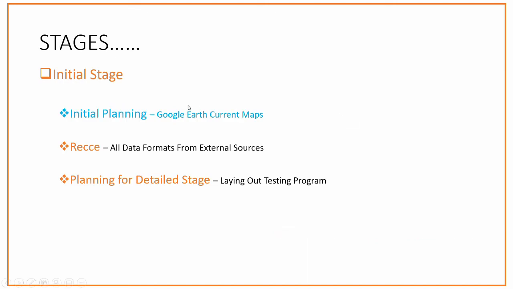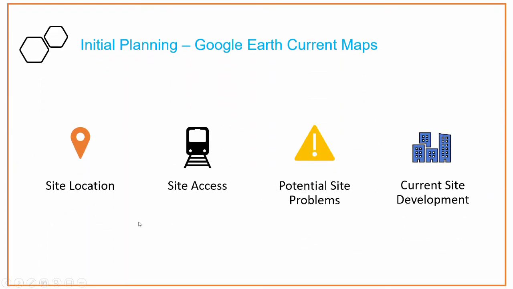But today we are going to focus on only looking at current Google Earth maps, what kinds of information we can pull from that. And in the next tutorial, we'll look at external data sources, how to import them and make sense out of them, and then how to combine those two to then lay out your final or detailed testing program. Specifically, we'll be looking at pulling site location, checking site access, what kinds of potential problems to look out for, and what types of current developments are ongoing on your site. So let's pull up Google Earth here and we'll just teach the rest as we go on.